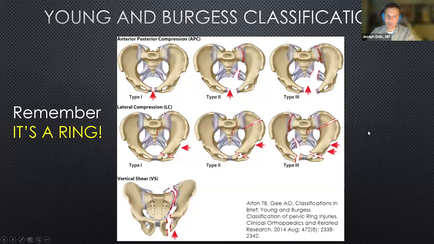So we want to remember that this is a ring, right? We talked about ring fractures in Jefferson. And while you don't have to memorize this Young and Burgess classification, certainly when you get fractures in one part of the ring, it could be the obturator ring as the second part, or it can be the sacrum as the next part of the ring. So we want to pay close attention.